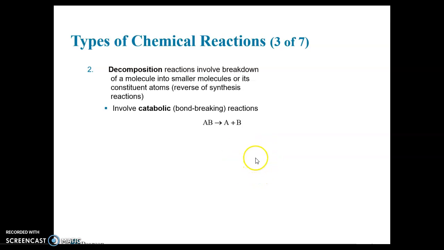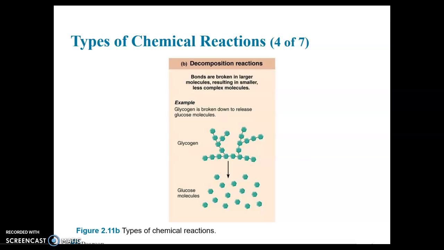You have a chemical, A and B are not symbols on the periodic table. It's just to represent that this is a larger chemical composed of substance A and substance B, but this is one substance, AB, that's broken down into its components, A plus B. So breakdown reactions are decomposition.